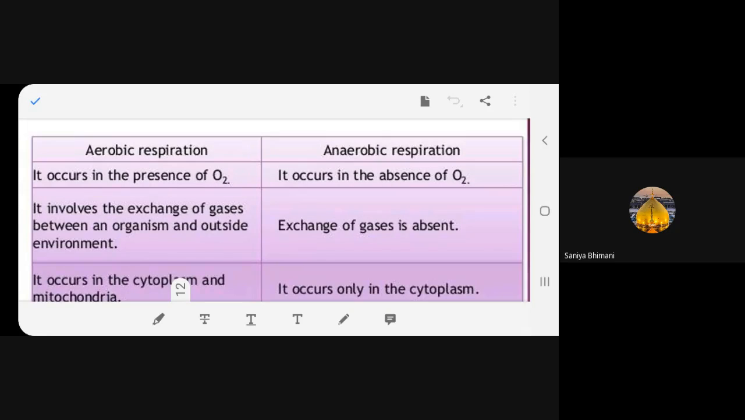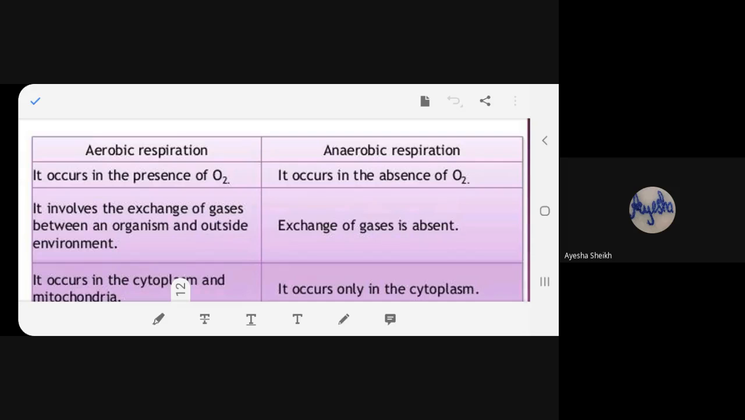So this is the first point. The first difference is presence and absence of oxygen. Aerobic is presence of oxygen, anaerobic is absence of oxygen. All of you agree with me? Aerobic respiration, when I say presence of oxygen, that means it is open. So there's exchange of gases between the organism and the environment. You agree with me?